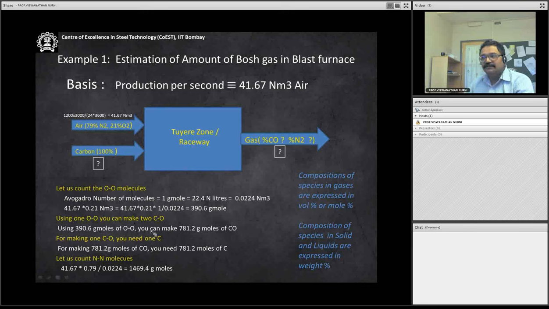That is why 781.2 gram moles of CO. And to make one CO, you need one carbon. So hence, to make this much, you need so many moles of carbon. Now I know the weight of carbon, because 1 gram mole of carbon is the atomic weight, which is 12 grams. So hence, I can convert that into grams also. And similarly, you can also find out the moles of N2.